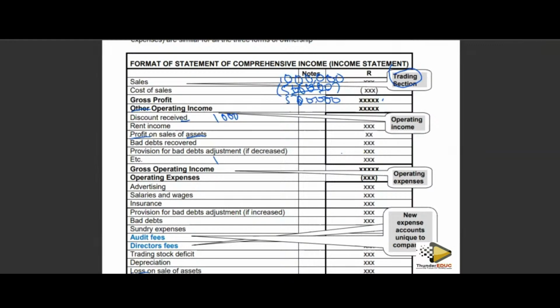Then bad debts recovered. What is this? We have bad debts and recovered. Now, what's a bad debt? Sometimes we call it a credit loss. Actually, credit loss will be our expense. Now, a bad debt or credit loss, this is where our client or our customer failed to pay. We sold the goods to them on credit, but now they failed to pay us.